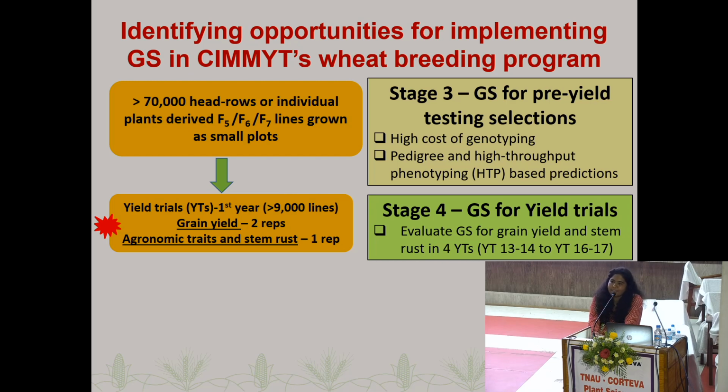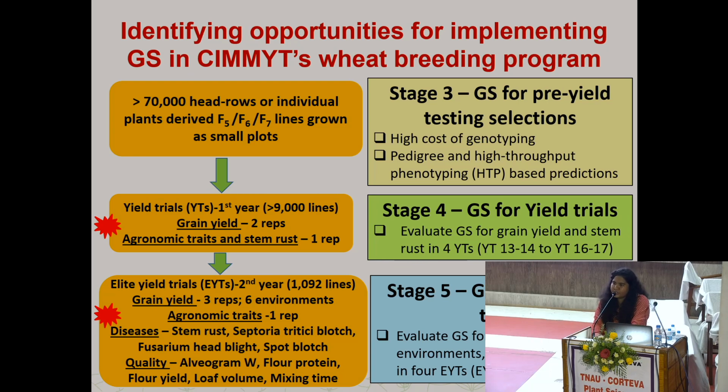The next stage is a yield trial, the first stage of yield trials. So we have about 9,000 lines. And for the past 6 years, all these lines have been genotyped as part of a project that CIMMYT has with Kansas State. And these lines are used for evaluating genomic selection. And then the next stage, the second stage of yield testing. Again, there are about 1,000 lines every year, but we have several different traits evaluated at this stage, diseases and quality information. So that's, again, an ideal stage for testing genomic prediction models.